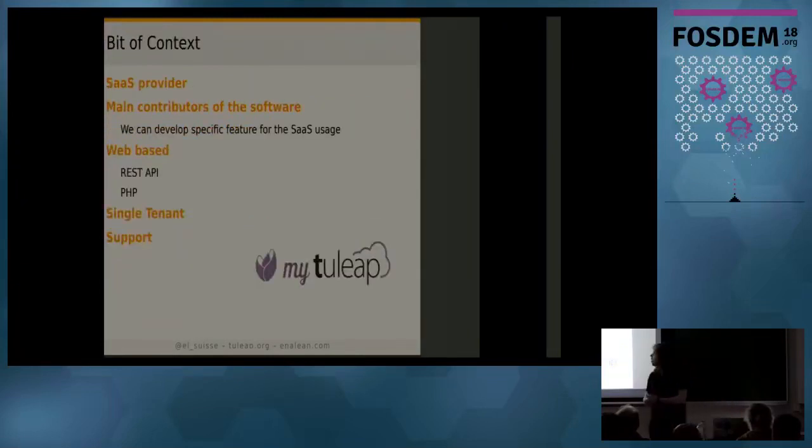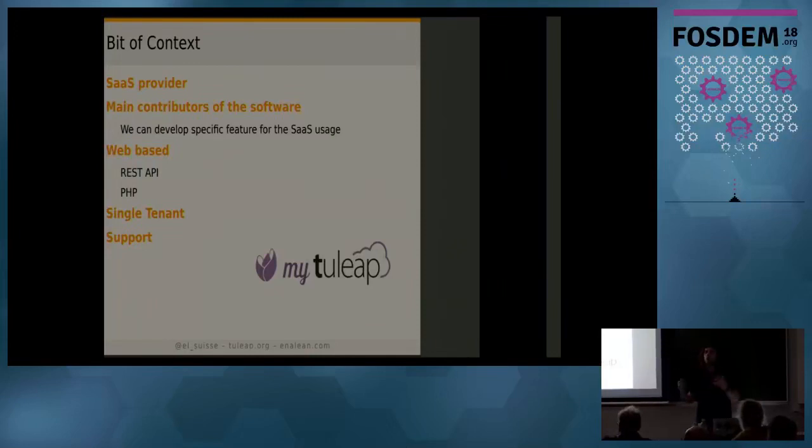So a bit of context. We are a SaaS provider. We are providing Tulip as a service for easy use for all our customers, and we are also the main contributor of the product. So we have ways to build stuff for the product easily for just this usage. It's a web-based application, so we got a REST API in PHP, and we propose it as single-tenant SaaS.